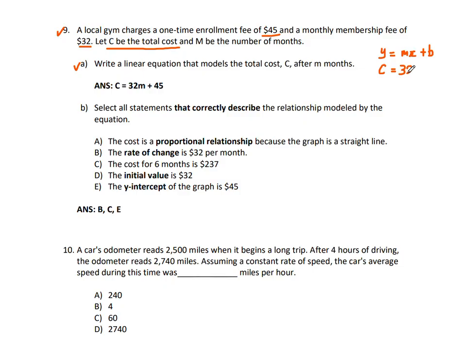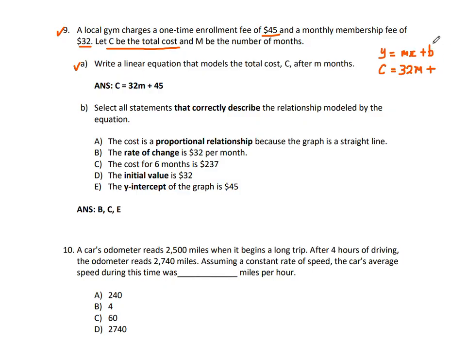So I'm going to put 32 here to replace m, and I'm going to write back the number of months here, M, because the passing of months is what is going to influence the total amount that is paid. So basically, I would have 32, which is the rate of change per month, multiplied by the symbol that is used for months, which is M, plus the constant.